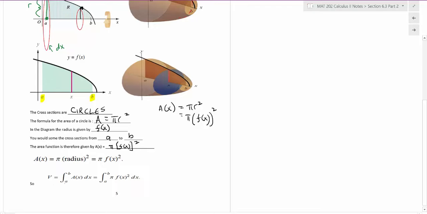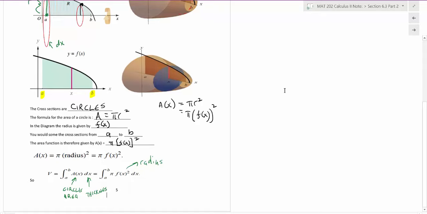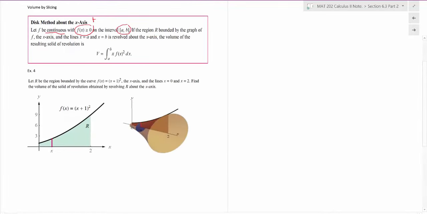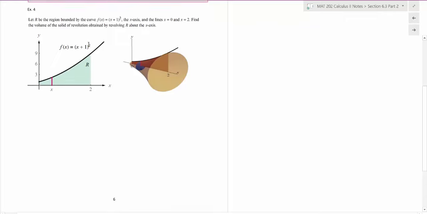So here's what you would be doing. To find the volume, you'd be doing the integral from A to B of the area, and that represents the circle's area of the disk, and then dx really represents the thickness. Again, we get pi f of x squared because f of x is the radius. So that's what you want to focus on, to understand the process. Now I'll go to the next page, and we'll begin to look at some examples that utilize this idea. So let's go to this example 4.